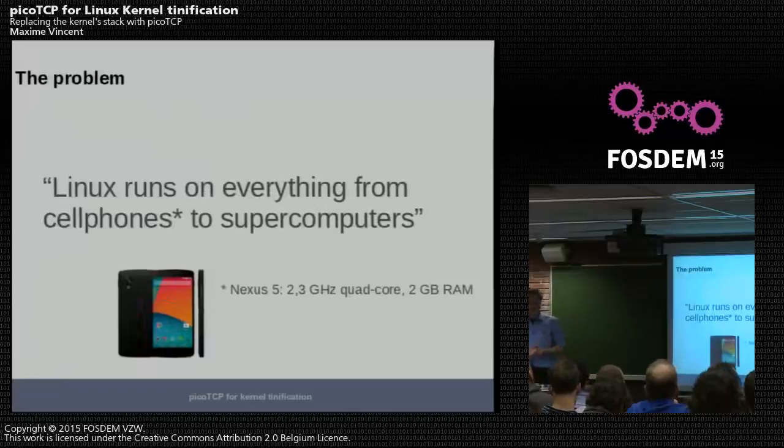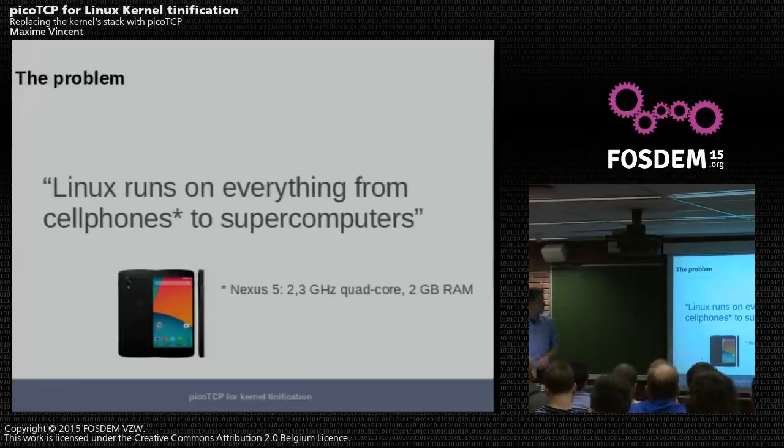So there's this famous quote that says that Linux runs on everything from cell phones to supercomputers, and while that's absolutely true, a cell phone nowadays, I took here the example of the Nexus 5, is a cell phone with 2.3 gigahertz CPU. It's a quad core, and it has 2 gigabytes of RAM. This is not what I think of when I'm thinking of an embedded device, and certainly not a device that we want to use in the IoT and small sensor nodes and things like that.